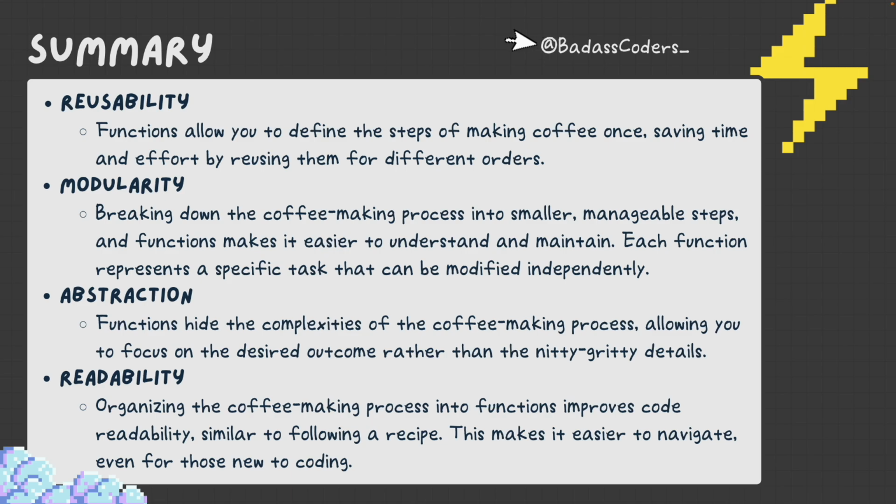We have a certain degree of abstraction. That means when we just call order coffee from our main method in Java, for example, then we just know we're ordering coffee. We don't need to know anything of what happens behind the scenes. By having functions, we also offer readability of the code. Similar to having a recipe, it's easy to follow, and this makes it easier to navigate the code even for anyone new to the code base.